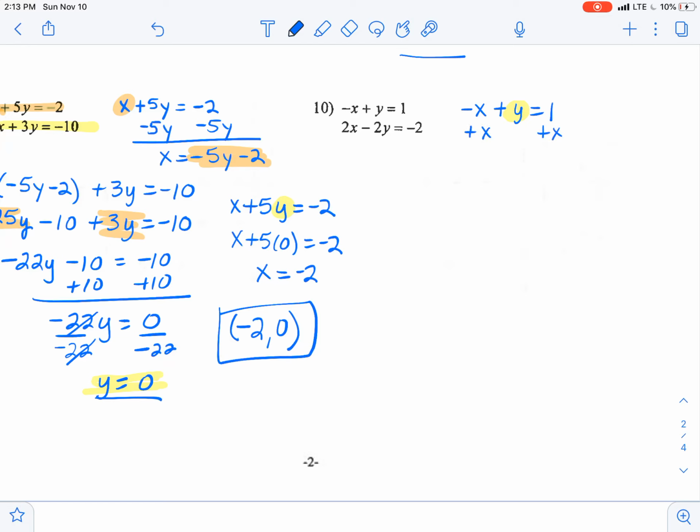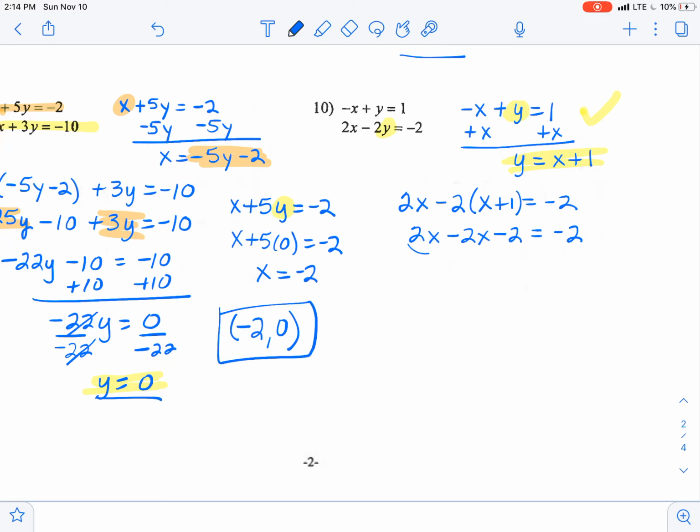Okay, so I'm going to go ahead and add x over. So y is x plus 1. Okay. Now again, remember this is what y is. So I'm going to put it right here in the other equation for y. Don't put it back into this equation, okay? Go put it into the other one. So I have 2 times x minus 2 times my y, which is x plus 1. So 2x minus 2x minus 2 equals a negative 2.